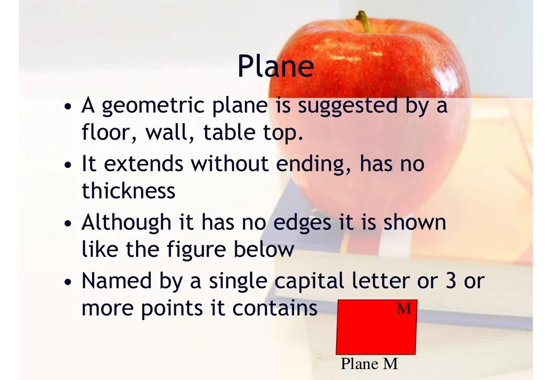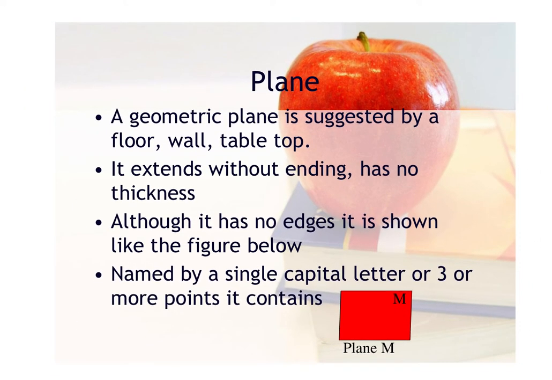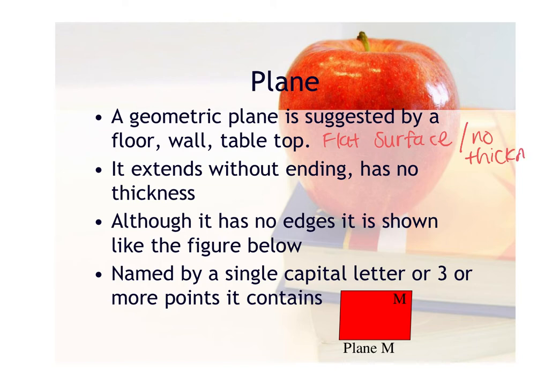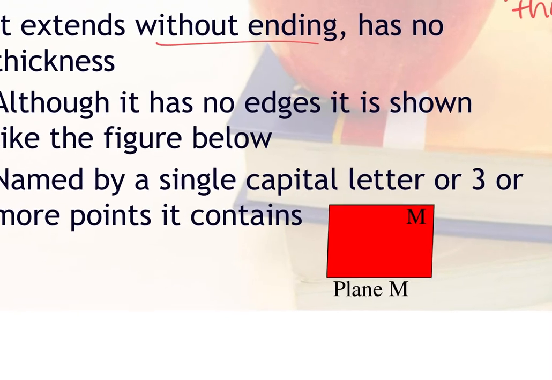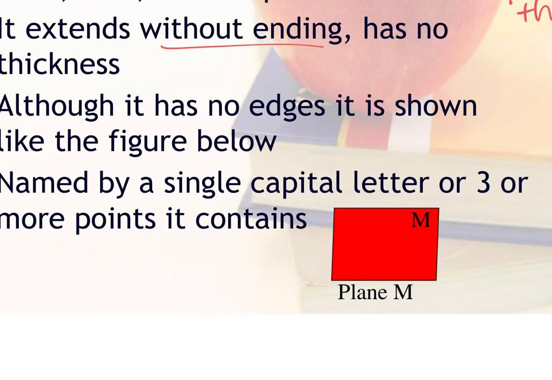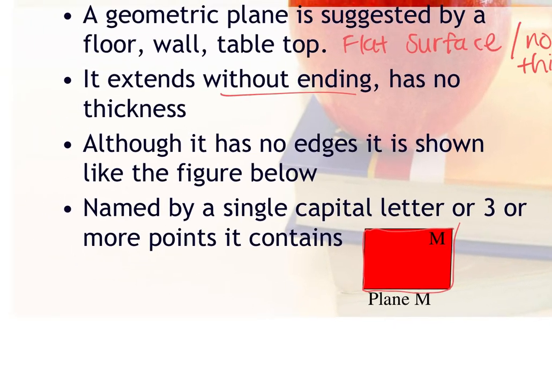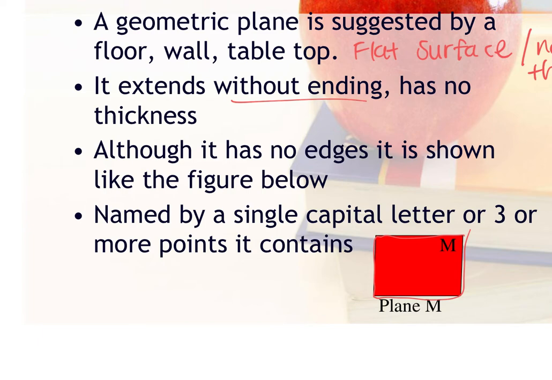And moving on, next thing, we've got a plane. A plane is suggested by a floor, wall, or tabletop. So it's a flat surface. No thickness. Okay? Planes also continue on without end, and it has no thickness, okay? Although it has no edges, it is shown like the figure below. So we cannot physically draw something that doesn't end. So we have to give our planes edges like this one has, but technically there are no edges to a plane, okay? It's a flat surface that continues on forever.